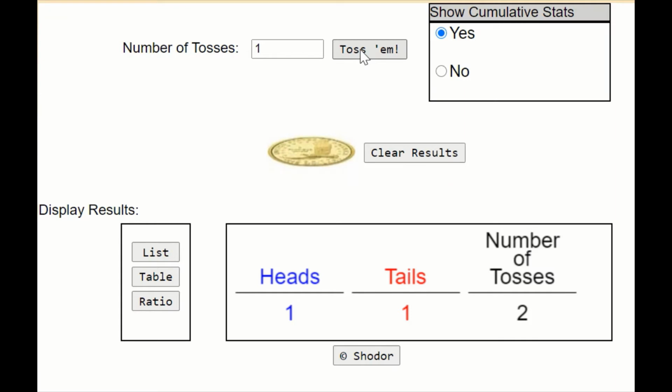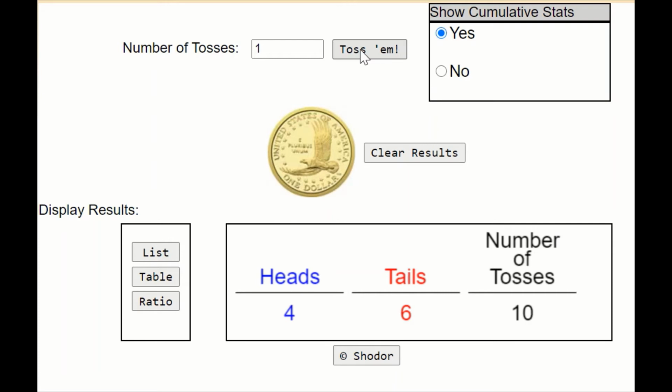So I got a heads. Now another tails. Now another heads. Then a third heads. Another heads. Now tails. Another tails. Another tails. And another tails. So out of the first 10 tosses, we had 6 tails.